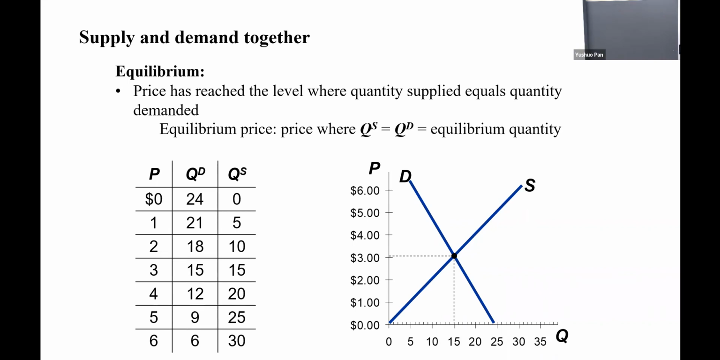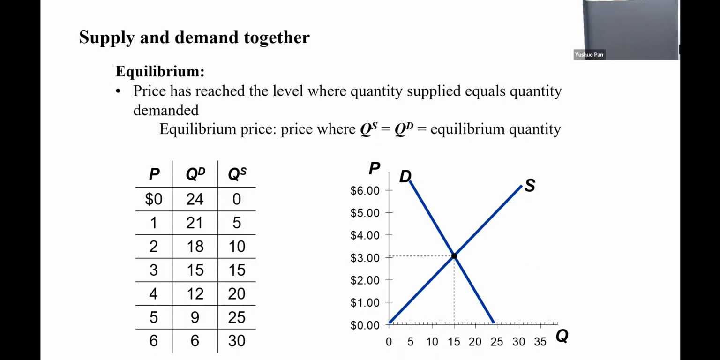But when the price equals 3, we can see that quantity demanded equals 50, and quantity supplied equals 50 as well. Why? We can always figure out the price that makes the quantity supplied and quantity demanded equal to each other. We can always find the price.